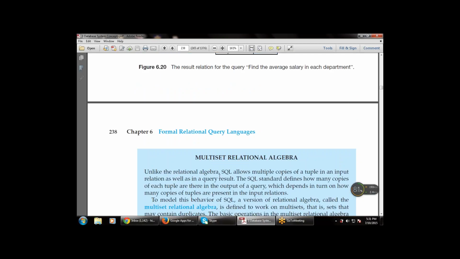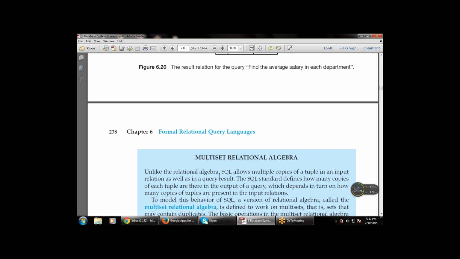Unlike the relational algebra, SQL also allows multiple copies of a tuple in an input relation as well as in the query result. We have not done this in the relational algebra, but SQL allows multiple copies of a tuple in an input relation, and so multiple copies of a tuple are available in an input relation as well as in a query result.